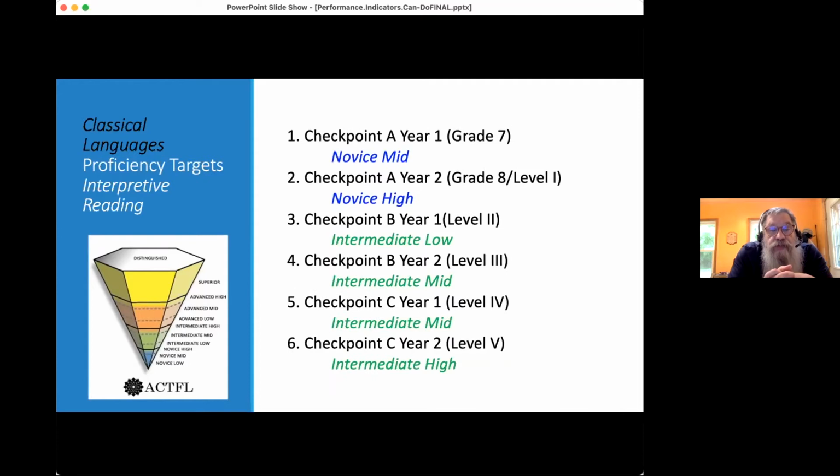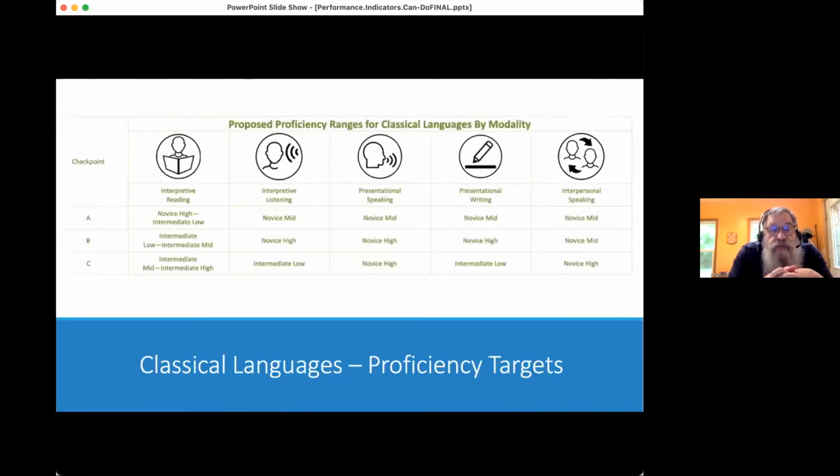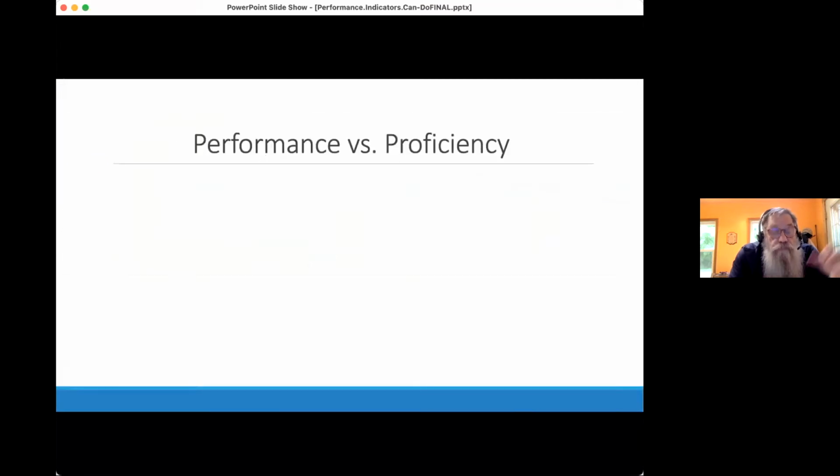The classical languages have a little bit of a modification. Their interpretive reading proficiency targets are exactly the same as the Category 1 and 2 languages. However, modifications are made for the other modes of communication, the other communication standards, considering that there are no living native speakers of those languages. And in addition, in the classical languages, you'll recall that Standards 2 and 3 are switched, so that Standard 2 for the classical languages is presentational communication, and Standard 3 is interpersonal. So let's review. What is the difference between performance and proficiency?